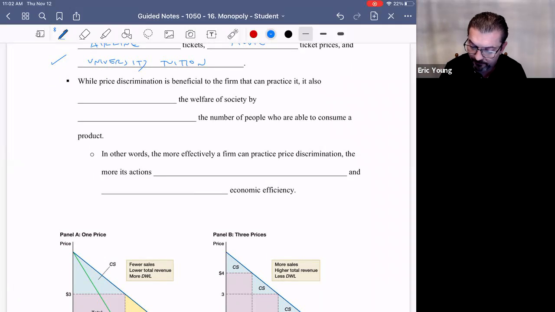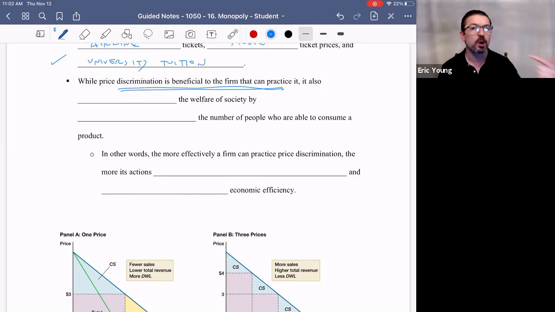It's very clear that price discrimination is going to be beneficial to the firms that can do it. They're going to sell more products. They're going to generate more total revenue. They're going to generate higher profits. So there's clearly economic incentive for firms to do it. But I want to point something out to you and maybe challenge you to think about this: while price discrimination is definitely good for the firm, it can also be good for society.